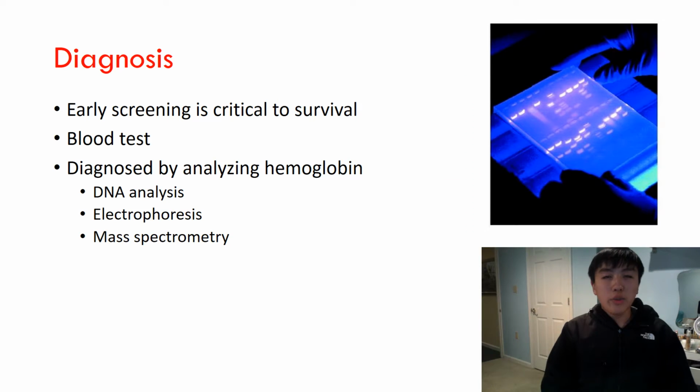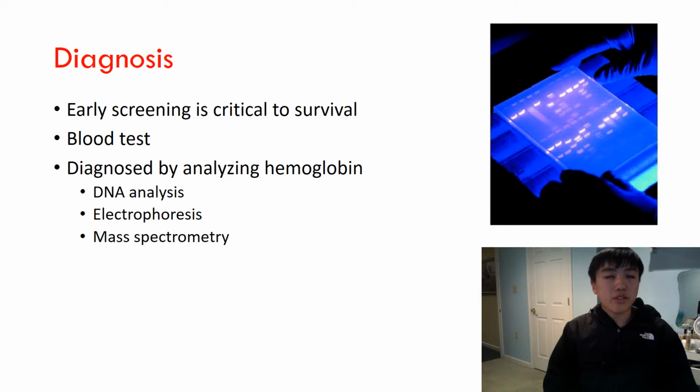So how do people know if they have sickle cell disease? Well, early screening is critical to their survival in fighting this deadly disease. And so blood tests are usually taken to analyze the hemoglobin, and hemoglobin can be analyzed in several ways, such as DNA analysis, electrophoresis, and mass spectrometry.